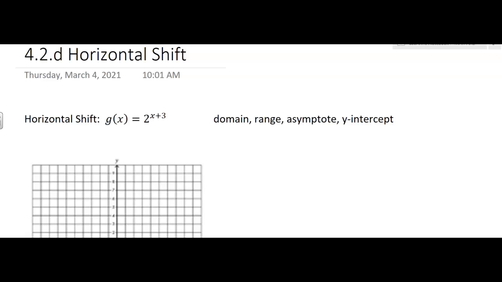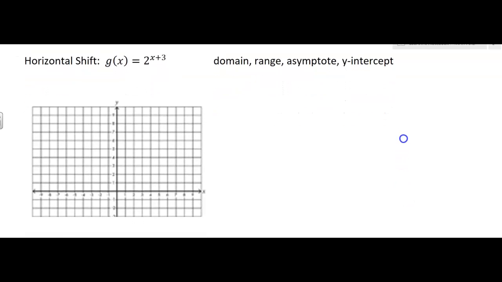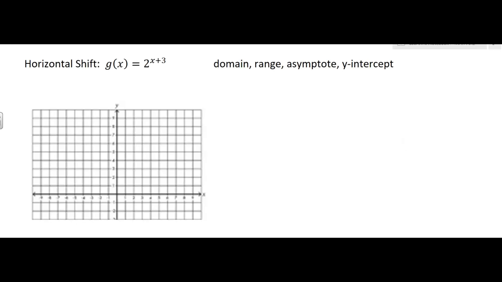Okay, so now we're going to do a horizontal shift. All right, so we have a function here, and it's the same, base of 2. So let's think about what is going to happen here. Let's try something. Let's just make a table of values, and let's just put in some numbers: -2, -1, 0, 1, and 2.